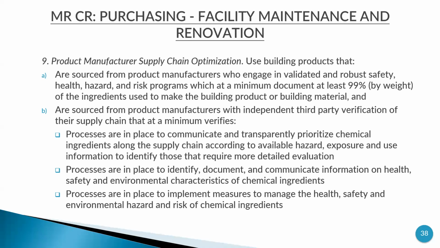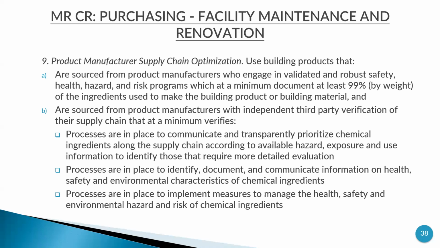I'm just trying to understand: as a purchaser, if anybody is purchasing and wants to optimize the supply chain, they should go for the product where 99% by weight covers all three factors. Yes, 99% by weight of the product has to meet this requirement, because no chemical product is 100% safe.